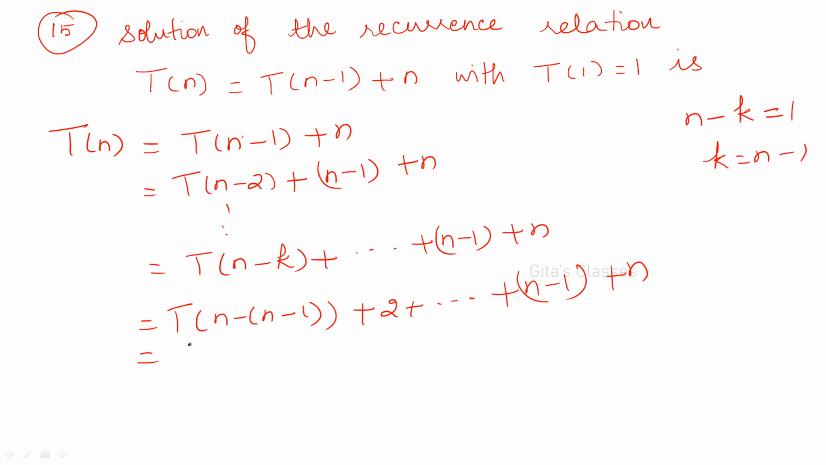That is, this is n and n will get cancelled. T of 1 is given as 1. So 1 plus 2 plus etc. plus n minus 1 plus n. That is the sum of the first n positive integers. So n into n plus 1 by 2 is the answer.